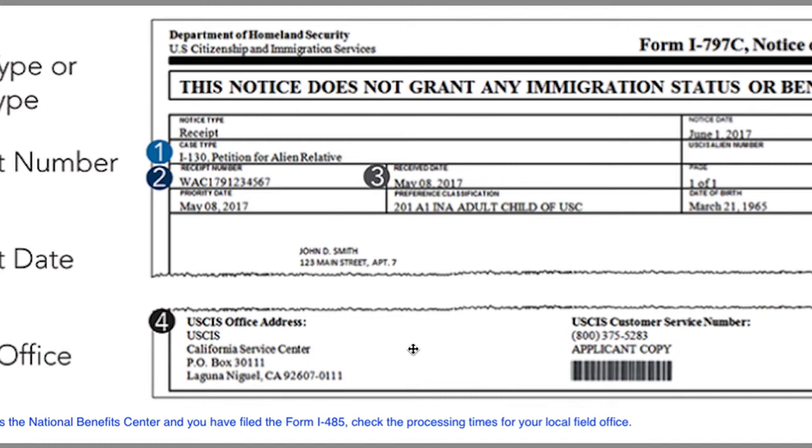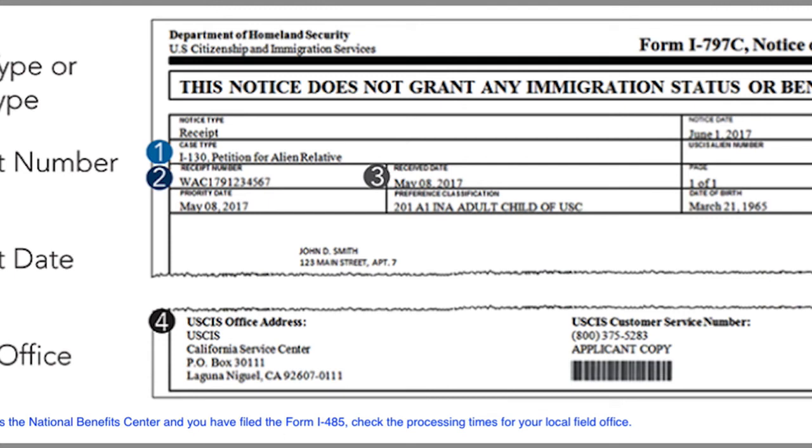And finally, the critical piece of information, if you wanted to follow up or check processing times, is where is your case located now? So you would look at USCIS office address, and this is where your application is. This one says California Service Center. It could say Texas Service Center, Vermont Service Center, or it could also be a field office.